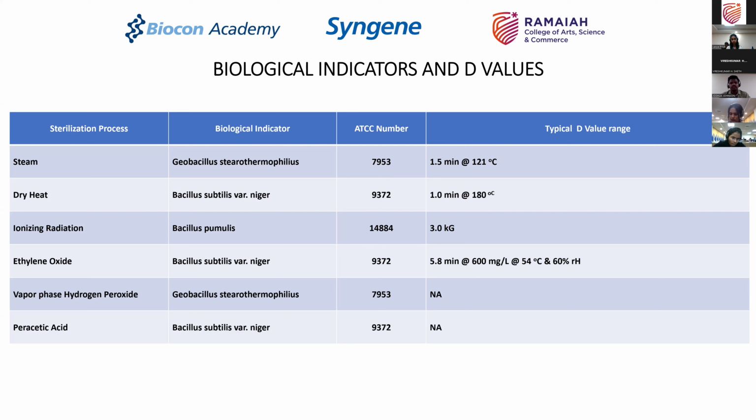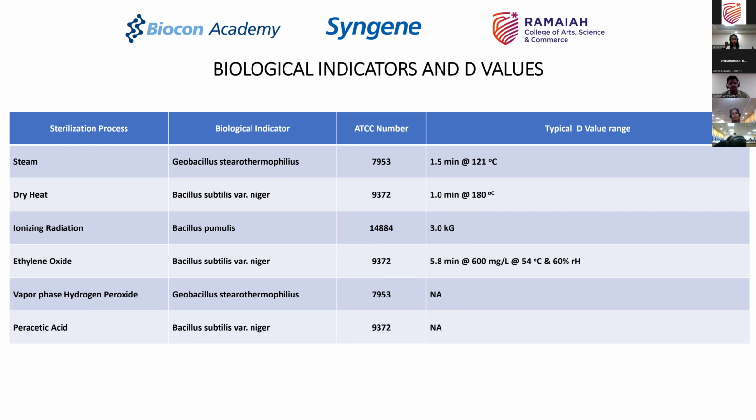Now, if you look at the way in which the D value is being specified, in case of heat, it is always based on temperature. In case of ionizing radiation, it is the concentration of the beam, which is measured in terms of radiation energy. Ethylene oxide requires three parts, which is concentration, expressed in mg per liter, temperature, and RH.